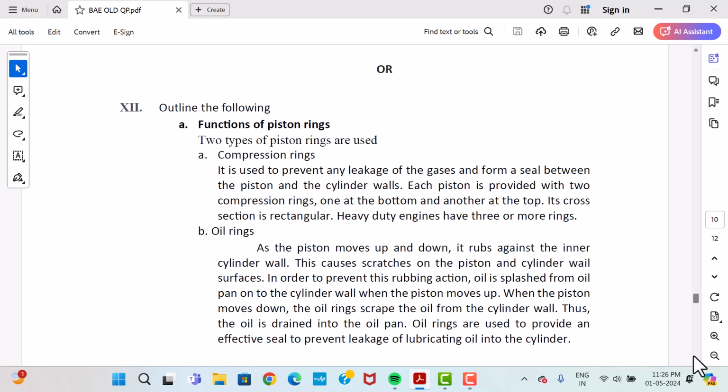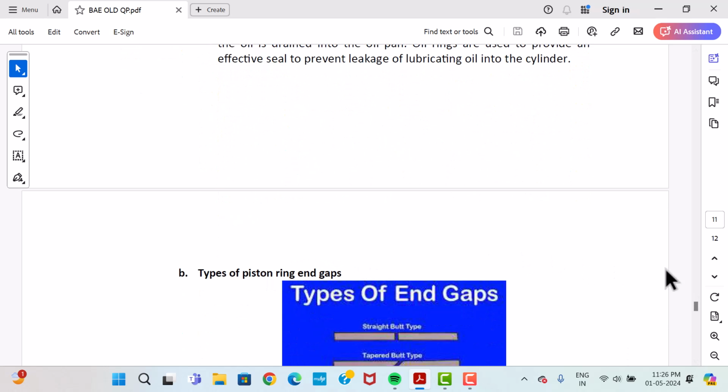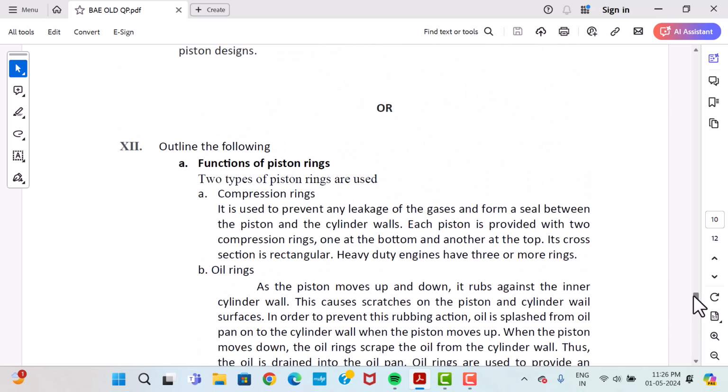The second question is about the types of piston ring end gaps. What are the different shapes of the end gaps of the piston rings? So we can answer one by one. So the first one is the functions of piston rings.